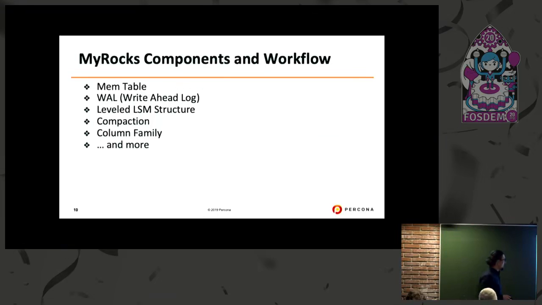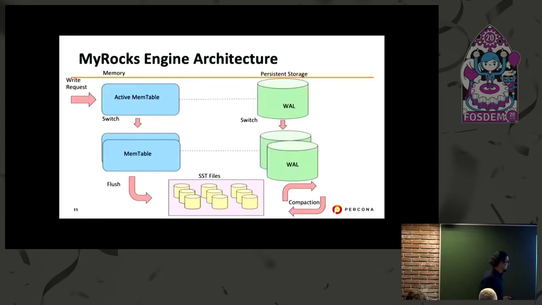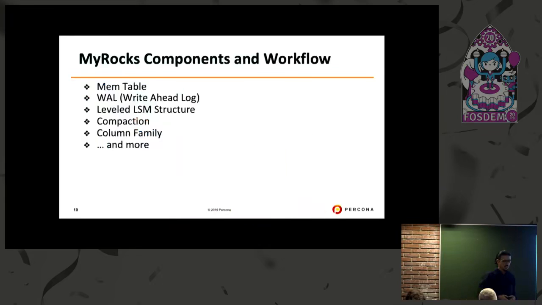So if we go back to MyRocks and the components of MyRocks, I'm going to skip this and show you how the write request is handled. Basically we have the memtables and the write-ahead log, which go along together, and then the leveled LSM tree structure that actually does the data writing, and the compaction happens in the background. For logical partitioning, we also have column families.